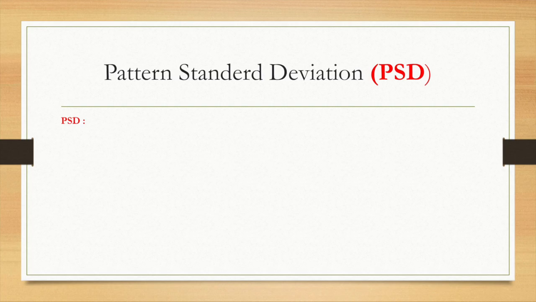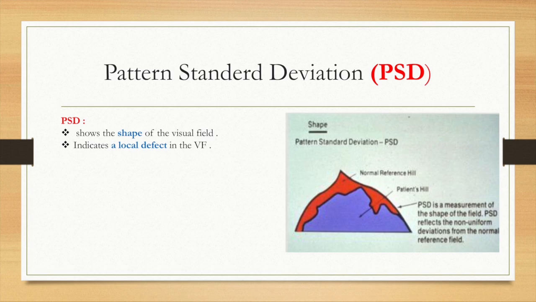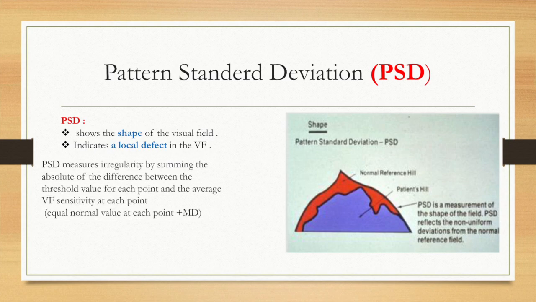The pattern standard deviation shows the shape of the visual field and indicates a local defect in the visual field. We can see the hill of the vision, the normal one, in red color, and you can see the shape of the measured visual field in blue color, and you can see it is irregular, and this irregularity is represented by a number, the pattern standard deviation. The pattern standard deviation measures the irregularity.